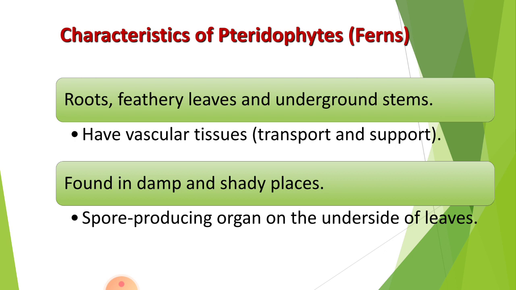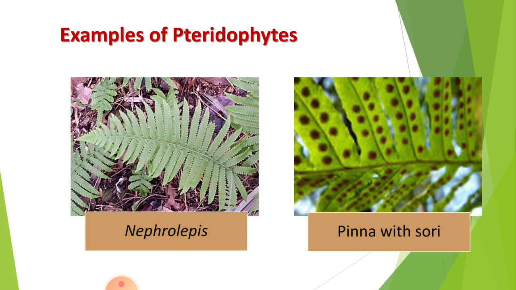Spore producing organs are on the underside of leaves. These are known as sori. So this is the photograph of a pteridophyte. Example is Nephrolepis, commonly known in Marathi as Neche, or it is known as ferns. In the next photograph, you will see brown colour spots on the dorsal surface of the leaf. It is known as sori, in which spores are present.